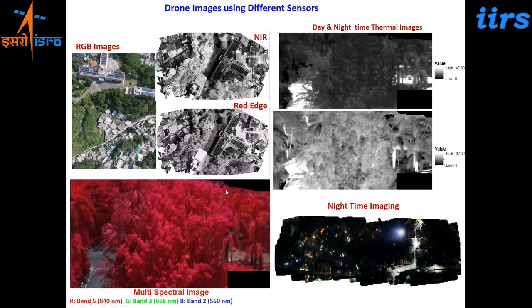Then this is the multispectral data using different wavelength regions. This is the near infrared, this is the red edge. This is the FCC of the high resolution drone images. These are thermal images which have been acquired during day and night. Data can be acquired during night time also. So these are different products which can be produced from the drone data acquisitions.